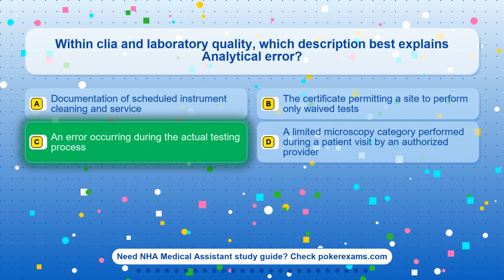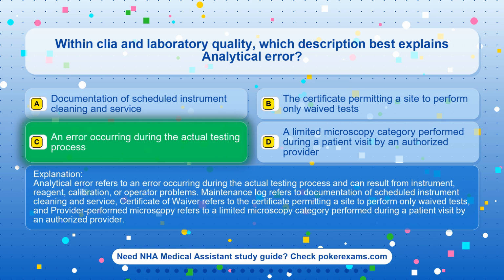The correct answer is option C. An error occurring during the actual testing process. Analytical error refers to an error occurring during the actual testing process and can result from instrument, reagent, calibration, or operator problems. Maintenance log refers to documentation of scheduled instrument cleaning and service. Certificate of waiver refers to the certificate permitting a site to perform only waived tests, and provider-performed microscopy refers to a limited microscopy category performed during a patient visit by an authorized provider.